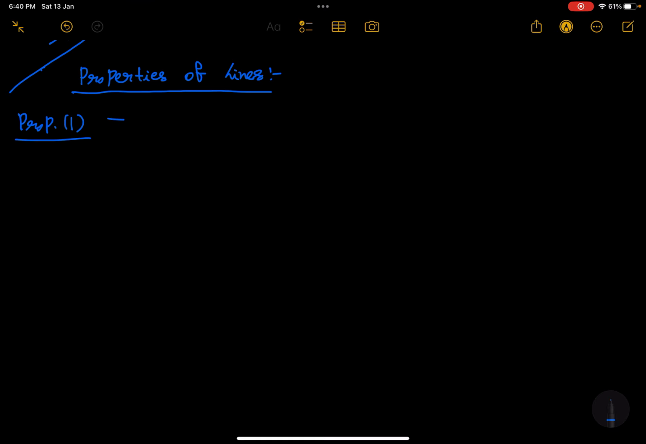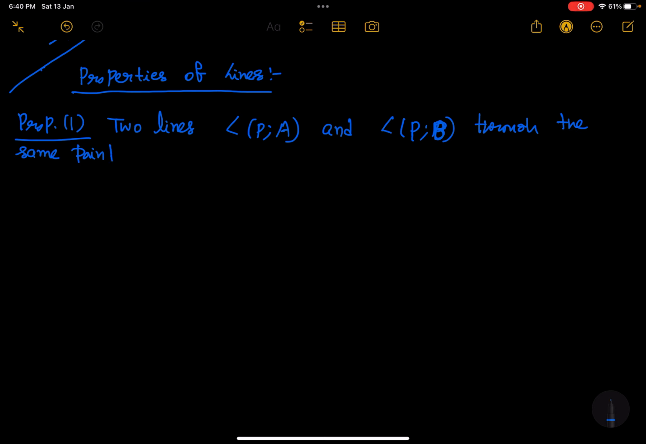What does it say? You have two lines, let's say L of P comma A, that means the line passing through P along the direction of A, and another line passing through the same point capital P along the direction of capital B. It says that they are equal if and only if A and B are parallel.